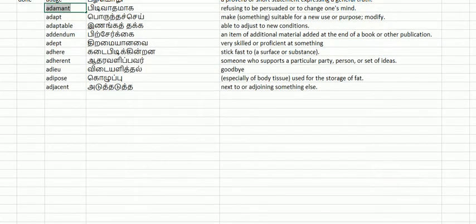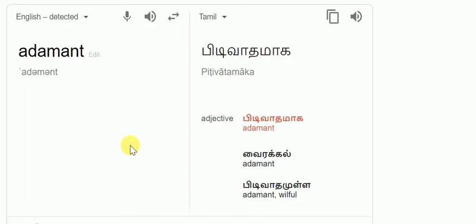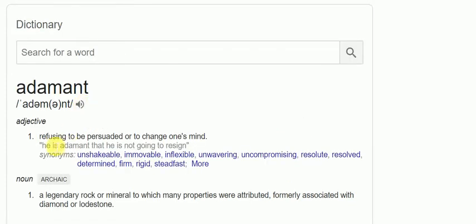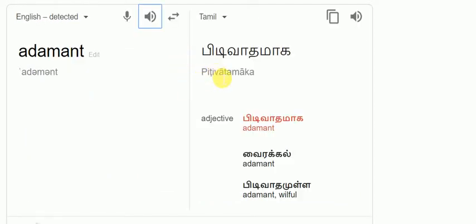First word is adamant. Adamant means refusing to be persuaded or to change one's mind. In Tamil we can say pidivadam.